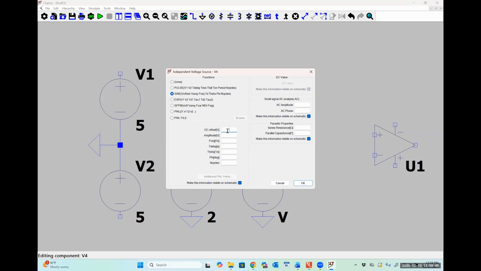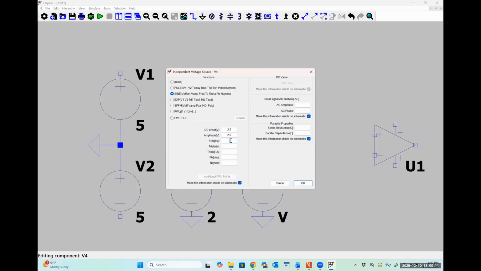So I need this to range from 0 to 5. So I'm going to give it a 2.5 volt DC offset. So now it's going to range from 2.5 plus or minus what the amplitude is. And so I'm going to make that amplitude also 2.5. So now it's going to go from 2.5 minus 2.5, which is 0, to 2.5 plus 2.5, which is 5. And so that's giving me the total range that I want.